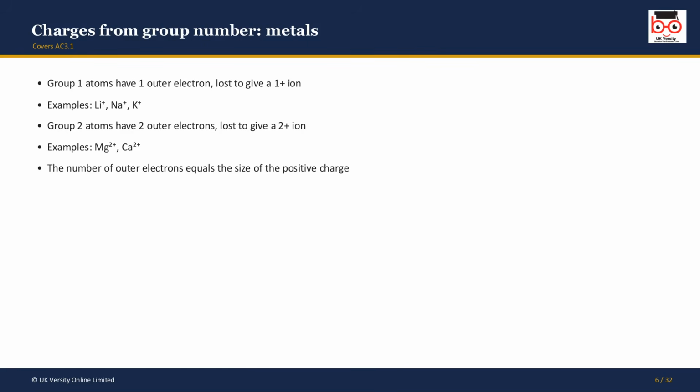For metals, the group number tells you the charge directly. Group 1 atoms have one outer electron, which they lose to form a 1+ ion. Think lithium, sodium, and potassium. Group 2 atoms have two outer electrons lost to give a 2+ ion, like magnesium and calcium, so the number of outer electrons is exactly the size of the positive charge.